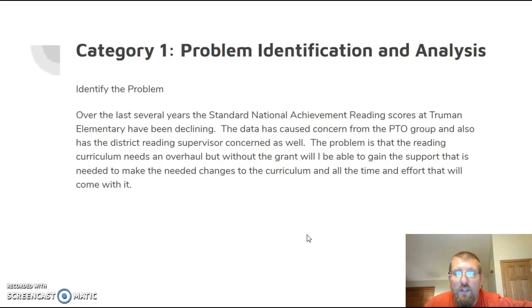So, over the last several years, the standardized national achievement reading scores at Truman Elementary have been declining. The data has caused concern from the PTO group, and also has the district reading supervisor concerned as well. The problem is that the reading curriculum needs an overhaul, but without the grant, will I be able to gain the support that is needed to make the needed changes to the curriculum and all the time and effort that will come with that?